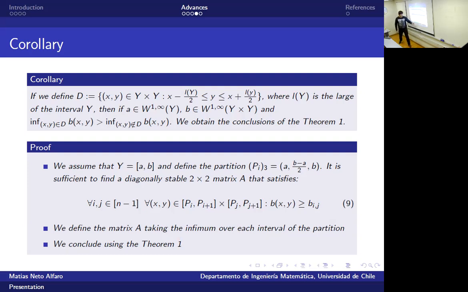So if we take the infimum of the interaction function in every part of the partition, we can obtain the same conclusions as in theorem 1. And this assumption gives us that the matrix A is diagonally stable, because in the case of the 2 times 2 matrix, it only requires that the determinant is positive.